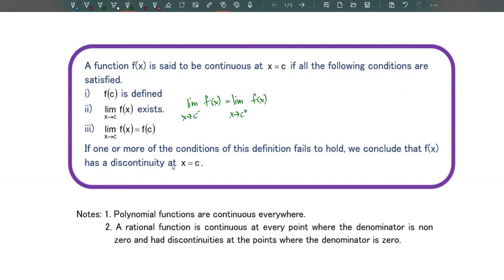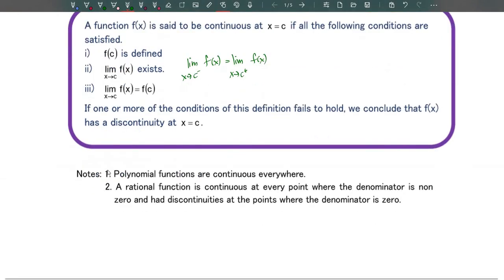If one or more of the conditions of this definition fails to hold, we conclude that f(x) has a discontinuity at x equal to c, or f(x) is not continuous at x equal to c. It's the much simpler form.